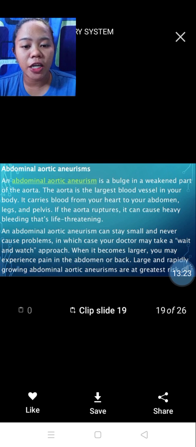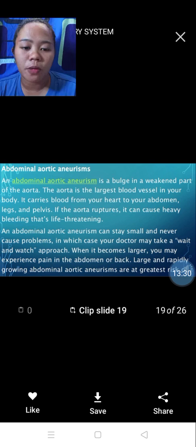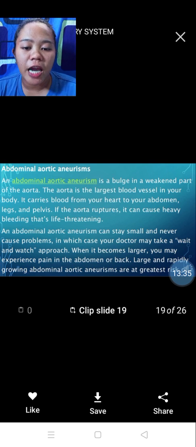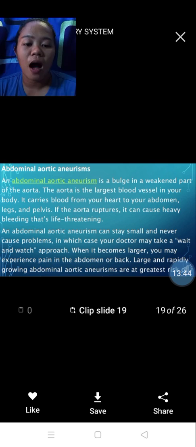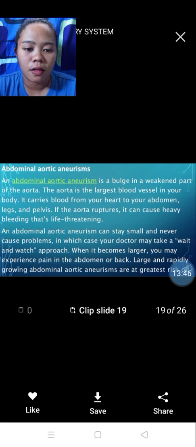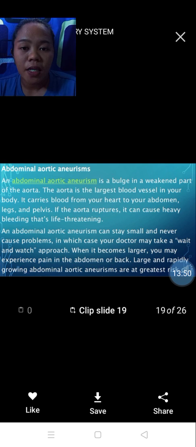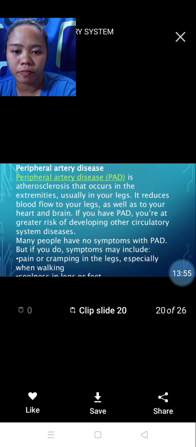So, an abdominal aortic aneurysm can stay small and never cause problems, in which case your doctor may take a wait and watch approach. When it becomes larger, you may experience pain in the abdomen or your back. So, large and rapidly growing abdominal aortic aneurysms are at greatest risk. That is the abdominal aortic aneurysm, a part of the diseases of the circulatory system.